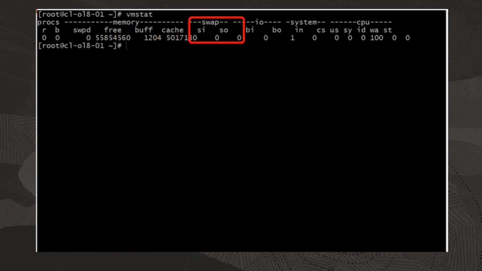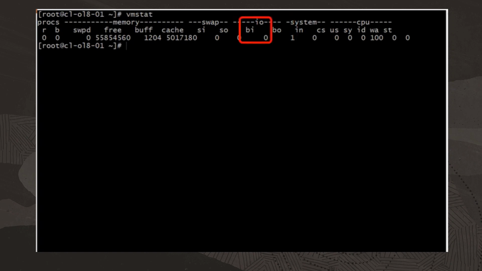The next 2 columns give information about swap. SI is the amount of memory swapped in from disk per second. SO is the amount of memory swapped out to disk per second. Non-zero SI and SO numbers indicate that there is not enough physical memory and that the kernel is swapping memory to disk. The next 2 columns report input-output.